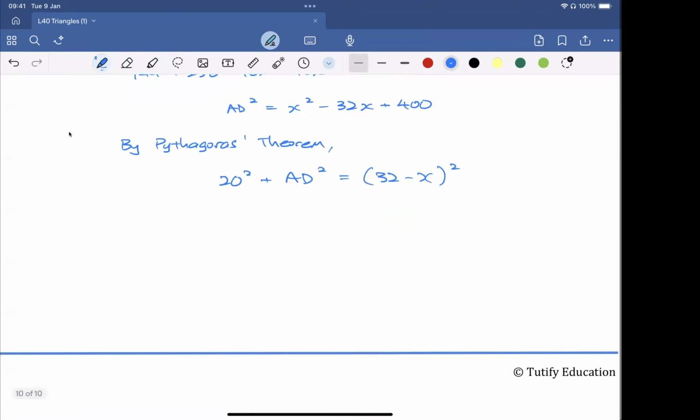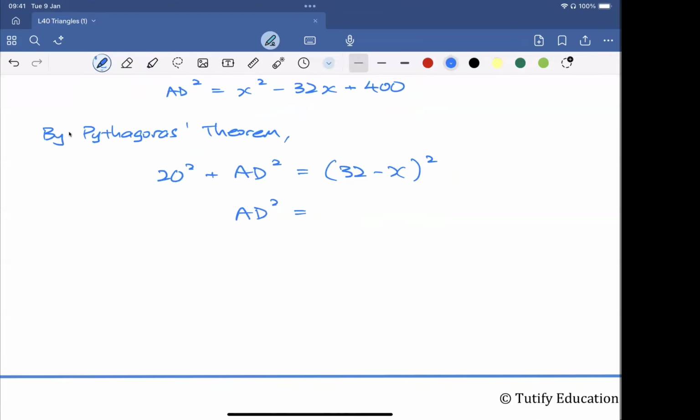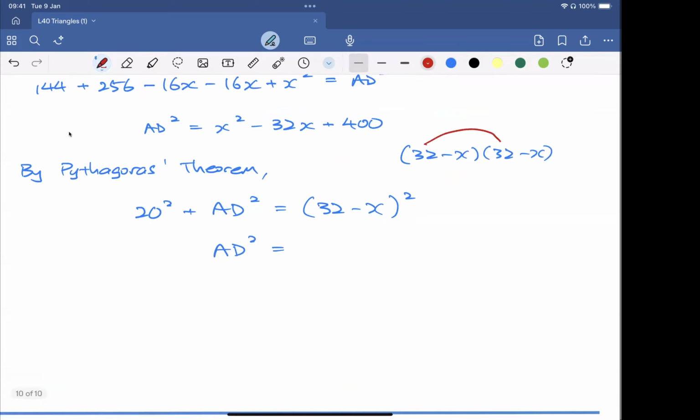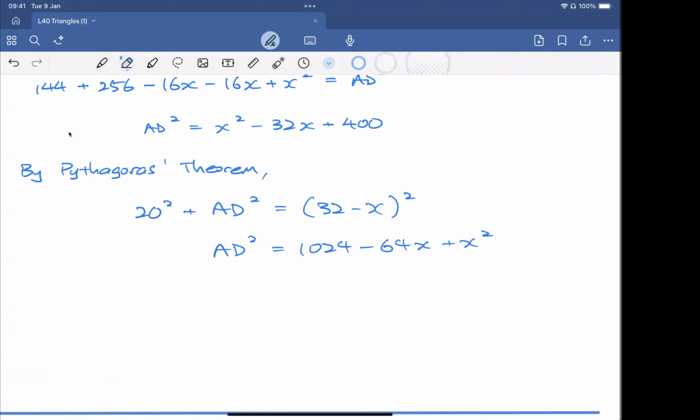Okay, so therefore we can say that AD squared equals to 32 minus x. When I multiply them together, I take turns to multiply one by one, like this. What will I get? Okay, I'm just doing it in my head right now. 32 times 32, minus 64x, plus x squared. Okay, I'm doing it in my head because I don't have space.